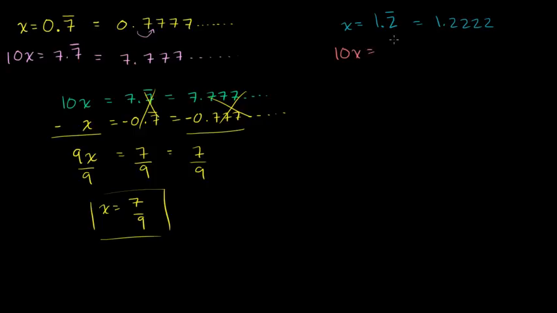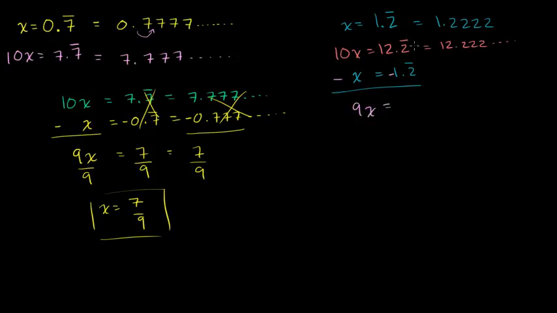So 10x is equal to 12.2 repeating, which is the same thing as 12.222, on and on and on and on. And then we can subtract x from 10x. And you don't have to rewrite it, but I'll rewrite it here just so we don't get confused. So we have x is equal to 1.2 repeating. And so if we subtract x from 10x, what do we get? On the left-hand side, we get 10x minus x is 9x.